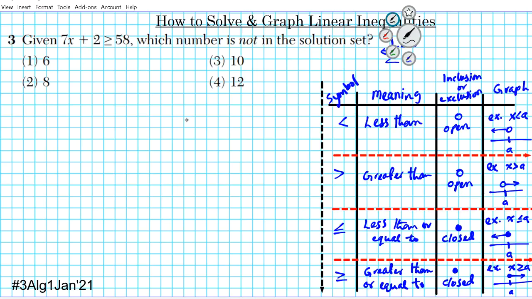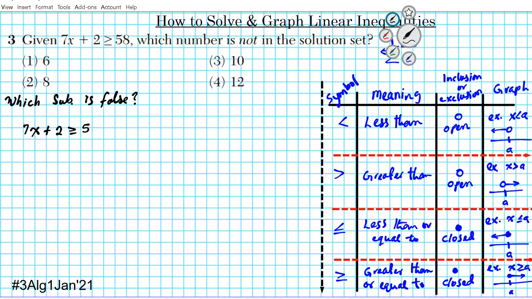All right, so what we're going to do is solve it and check to see which one doesn't satisfy. Whenever they say which is not the solution set, we are basically looking for which substitution will result in a false statement. If you carry out a substitution and it's true, then that particular value is in the solution set.